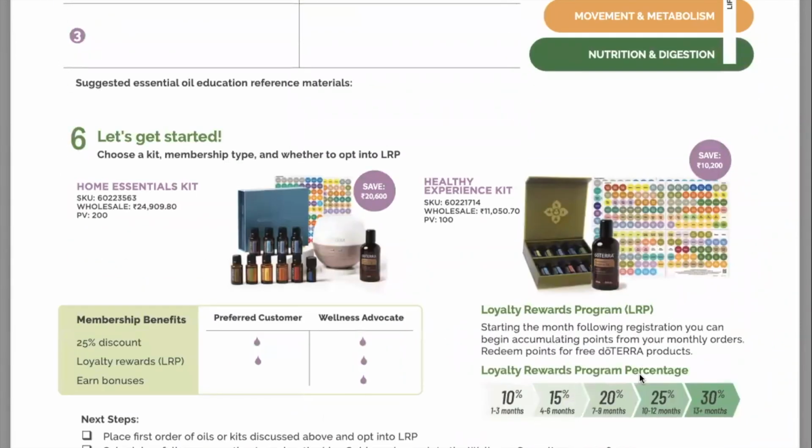Then we have how you can actually get started. So there are different kits that you can choose to start with. For example, there's the Healthy Experience Kit, which is the top 10 5 ml bottles, which includes a carrier bottle, a carrier oil, a fractionated coconut oil. It includes stickers, and then you can also upgrade that to one that includes a diffuser. Or there's the Home Essentials Kit. The Home Essentials Kit has 15 ml bottles, except for the Deep Blue Rub, and it has fractionated coconut oil and has a diffuser.